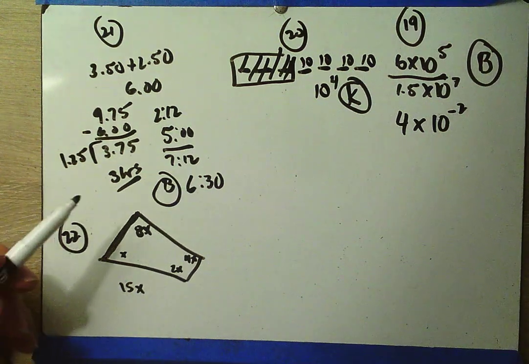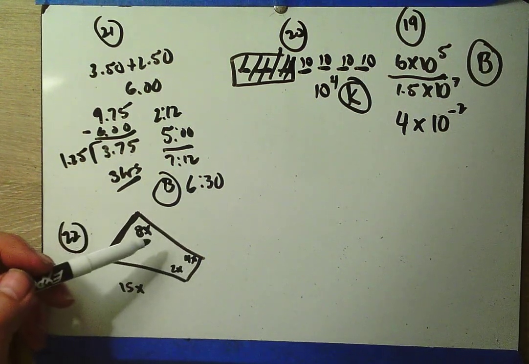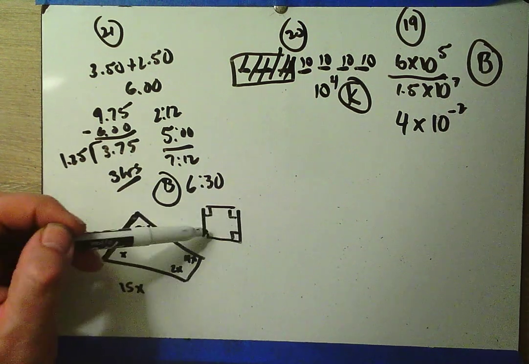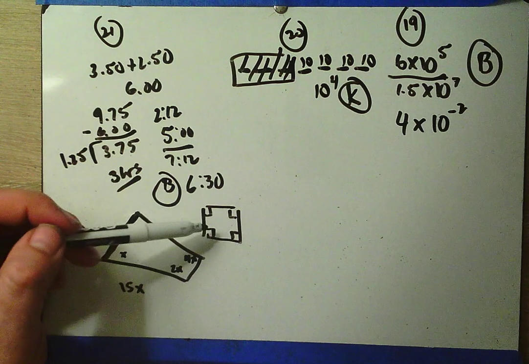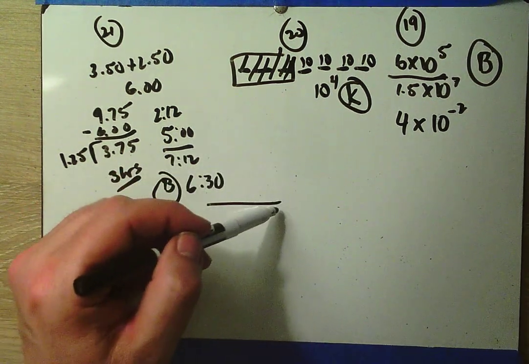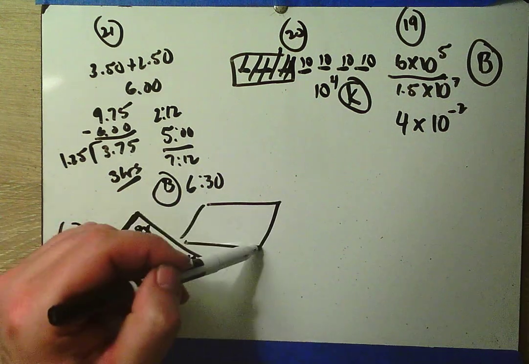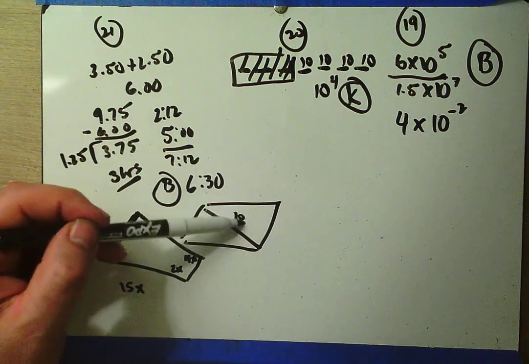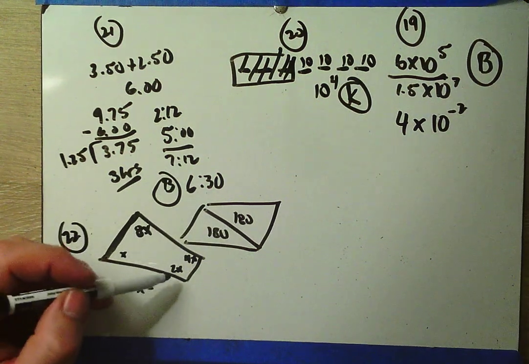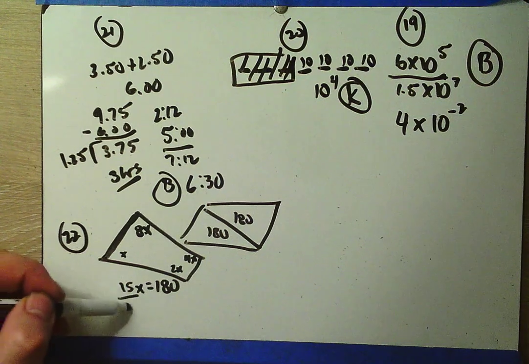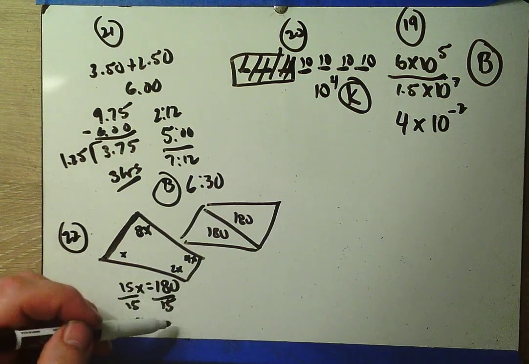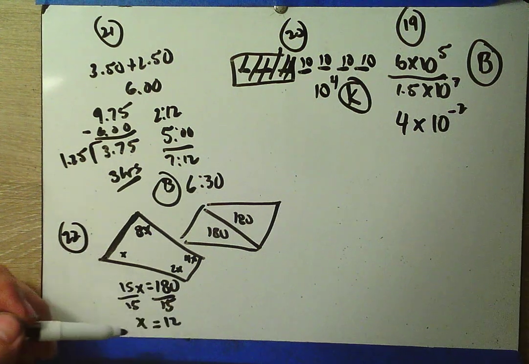Now the other thing I need to know is how many degrees are inside of a quadrilateral. Think about a square. 90, 90, 90, 90. 4 90s is 360. We could also do this with any old figure by drawing in the diagonal and realizing we can get 2 triangles here. So we know that our 15x should equal 180. If I divide both sides by 15, I get x equals 12.